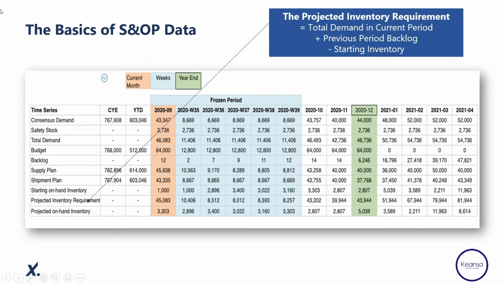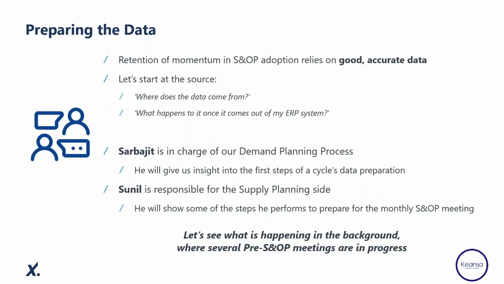Now let's see how this data is prepared. It's really important that you've got good, accurate data that everybody can rely on. But where exactly does it come from? What happens to it when it comes out of my enterprise resource planning system?